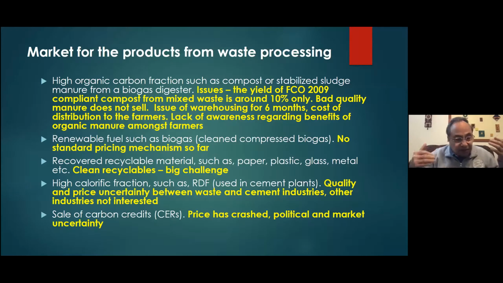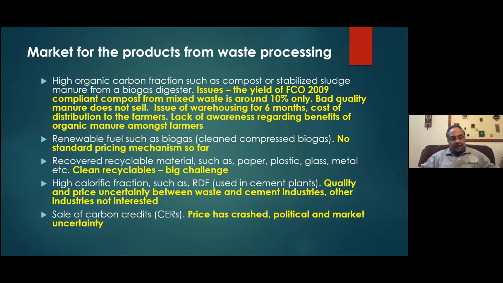Now, if we talk about renewable fuel like biogas, cleaned compressed biogas, now this is coming up fast, but so far there is no standard pricing mechanism. This is actually again a big difficulty. Whatever is being done, in many places it has been done, it is mostly on a pilot basis. We are yet to get onto a proper commercial platform where there is a pricing mechanism, there is a quality mechanism, and things move.